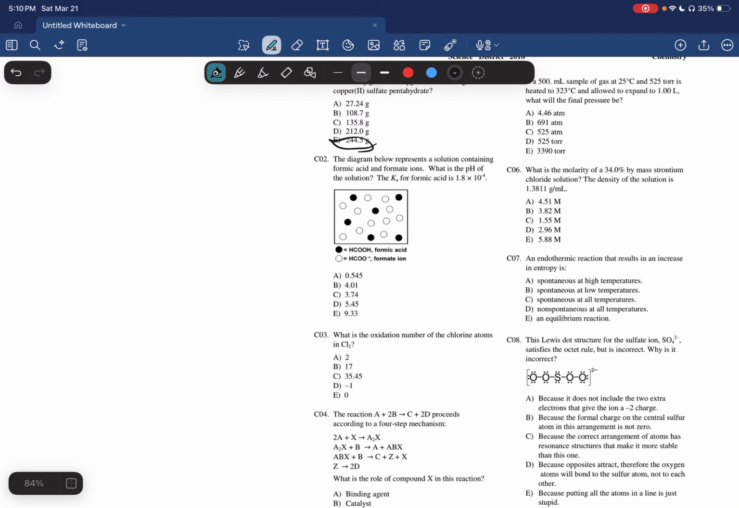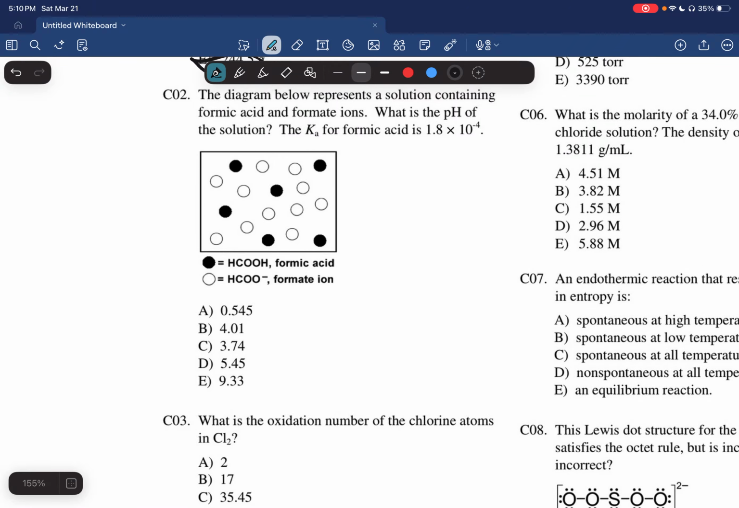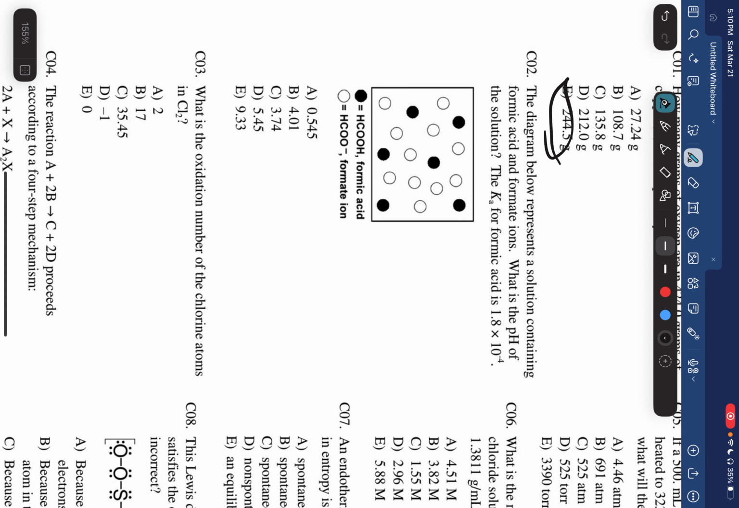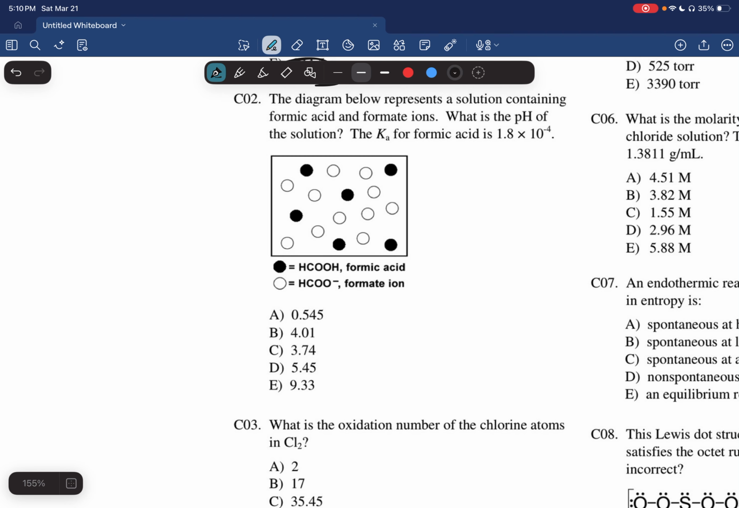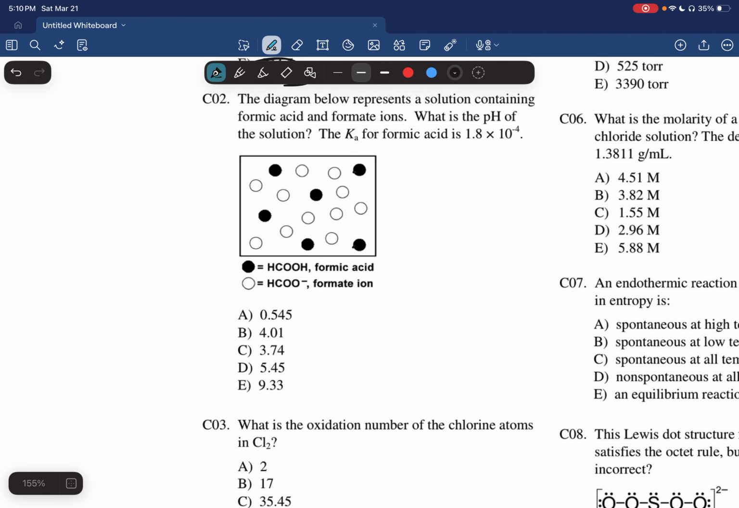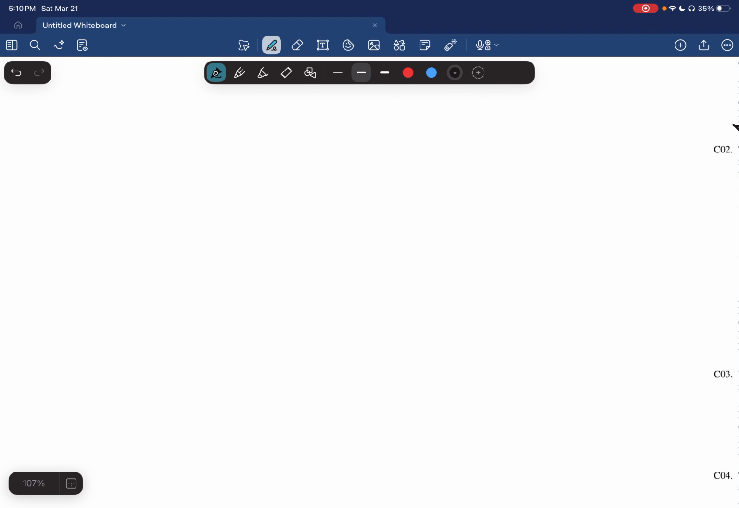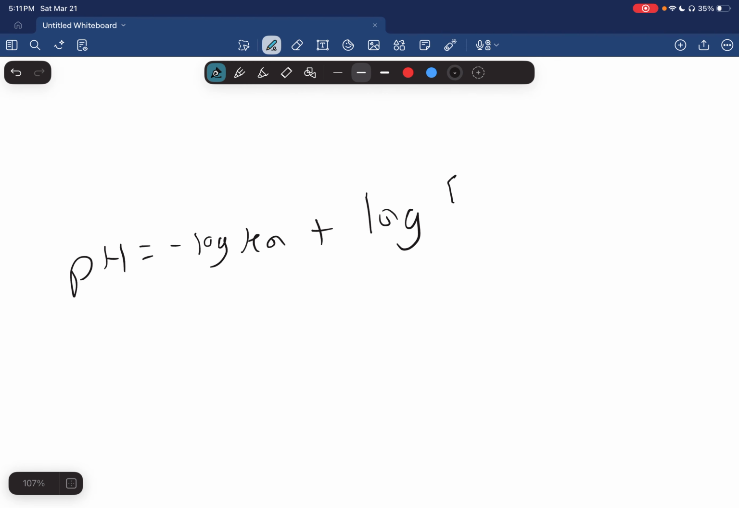But next question saying, the diagram below represents a solution containing formic acid and formate ions, and it's asking for the pH of the solution, and it is also giving us the Ka. Sorry, I'm on my iPad, but it's also giving us the Ka. And so if you look here, it's giving us a ratio between our acid and its conjugate base. And if you notice that, you should be able to see that you can use the Henderson-Hasselbalch equation to find your pH. So the Henderson-Hasselbalch equation is pH equals the negative log of your Ka plus the log of your conjugate base over its acid.